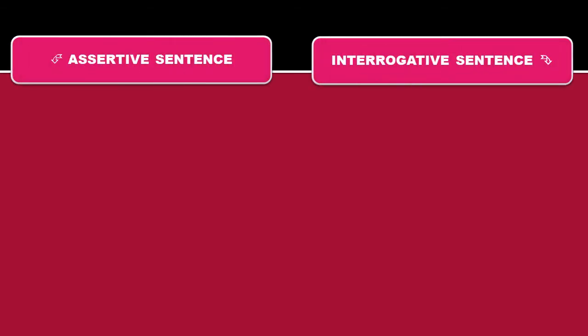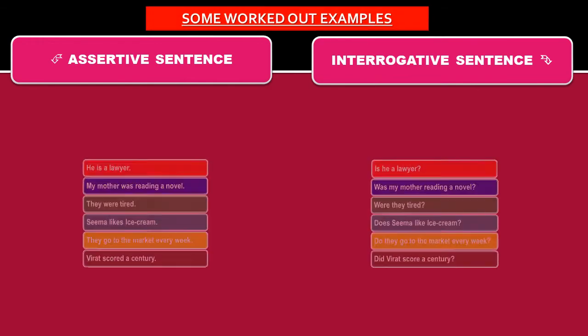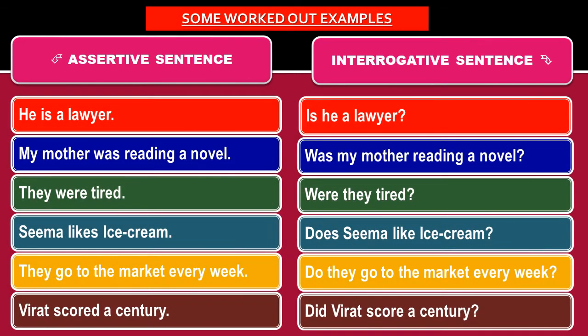Now let us see some solved examples. On your left side, you will see sentences in assertive form, and on your right side we have the interrogative version of the same sentence. Look at the first sentence. He is a lawyer. It's a pretty easy one. Is is an auxiliary verb. So what we have done is brought it to the beginning of the sentence and we are done. Is he a lawyer? We have made it interrogative.